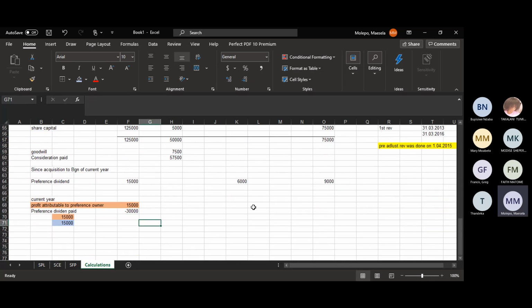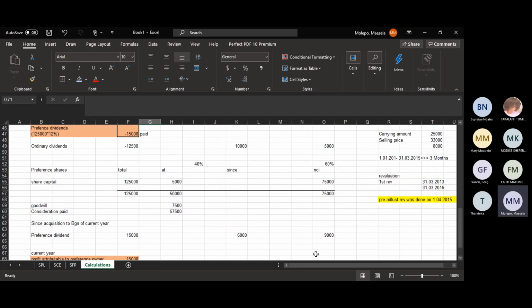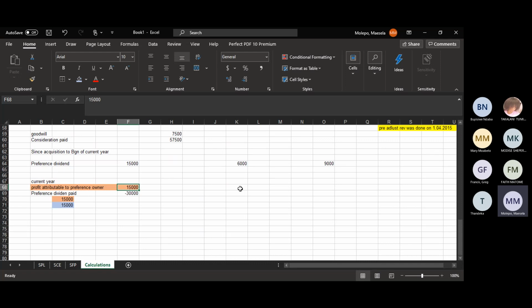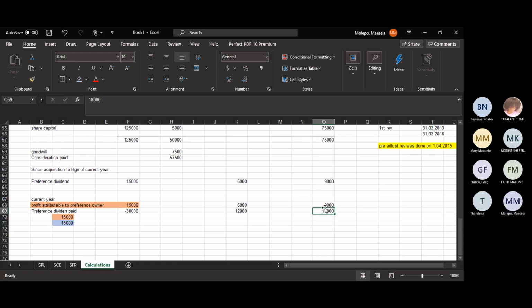Then from there you apportion it according to the interest of the 40% and the 60%. So the 15,000 at 40% will be 6,000, and then the 9,000 here, and then here it will be the 12,000, and then the 18,000, which will be the 18,000 minus 12,000 in brackets.